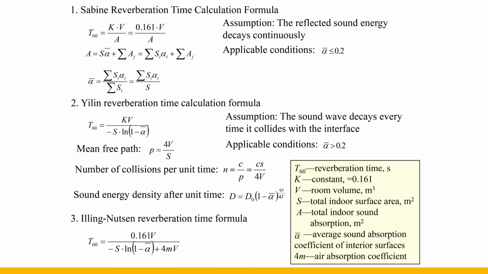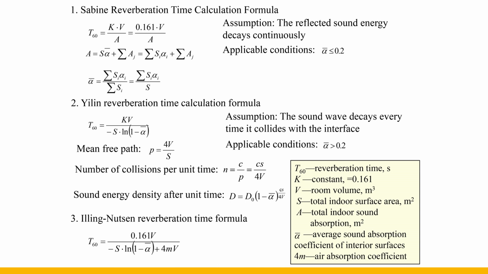Since the Sabin formula is based on the assumption that the reflected sound energy decays continuously, and is based on the architectural form and the interior decoration at that time, it is only applicable to the case where the average indoor sound absorption coefficient is less than or equal to 0.2. According to Eyring, the sound will attenuate every time it collides with the interface, and the attenuation curve is stepped.